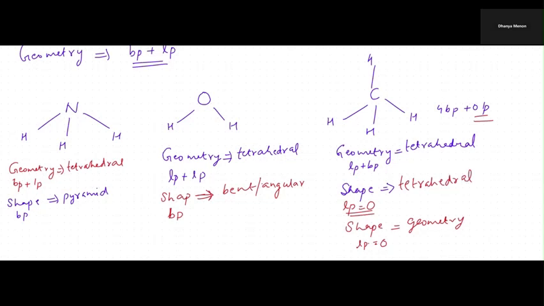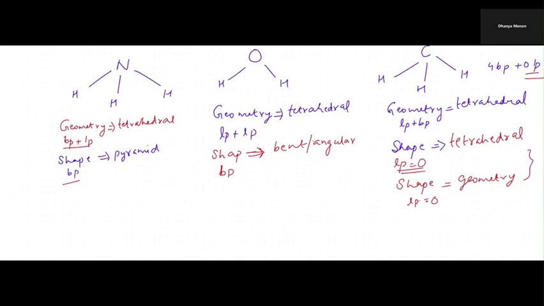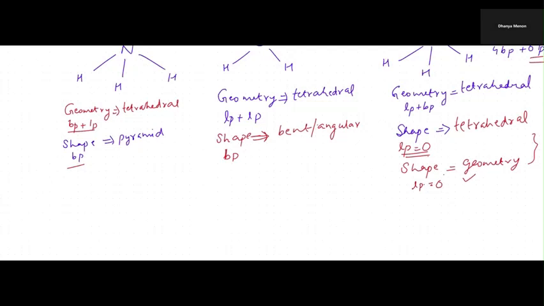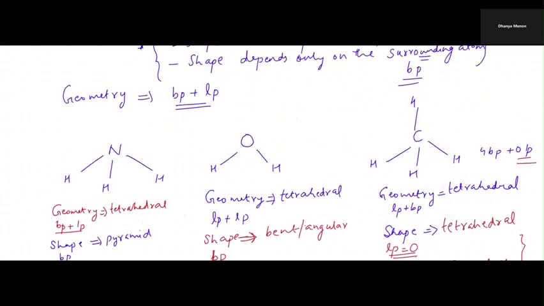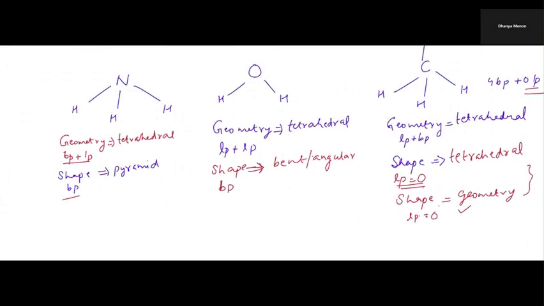So this is one of the rules that you must remember. Geometry depends upon both bond pair and lone pair, but shape depends upon only the surrounding atoms, which is bond pair. And if there is no lone pair, 0 lone pair, then the shape is same as geometry. Now I hope it is clear till now. When we talk about the shape, we just ignore the lone pair.